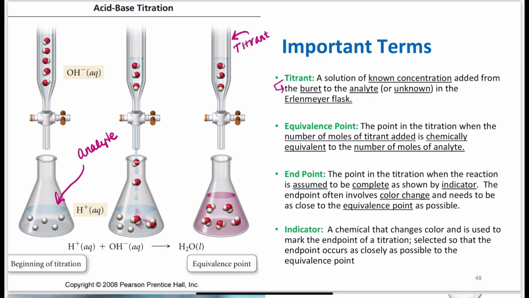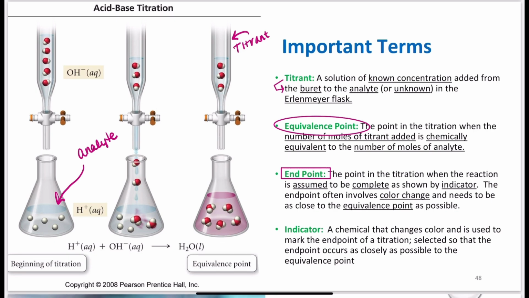We have endpoint and equivalence point. These are not the same thing, but they're hard to distinguish for students until you actually see this happening in lab. The whole point of the titration is to figure out what the concentration is of one of your species, your analyte or your titrant. So your endpoint is that point in the titration when the reaction is assumed to be complete, as shown by the indicator you are using, which is often a color change. It's often a chemical that will change color at a certain pH range. The endpoint needs to be as close to the equivalence point as possible. The equivalence point is what's most important.